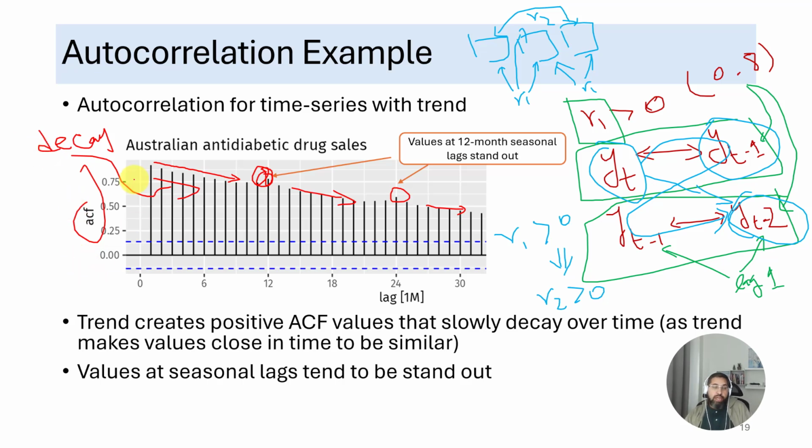Why? Because when I look at this plot, I don't know how much of this value of R2 is caused by R1. R1 is creating R2, but part of it may also be caused by a direct relationship between yt minus 2 and yt. So which part is caused by the unique relationship between yt minus 2 and yt, and which part is caused by R1?